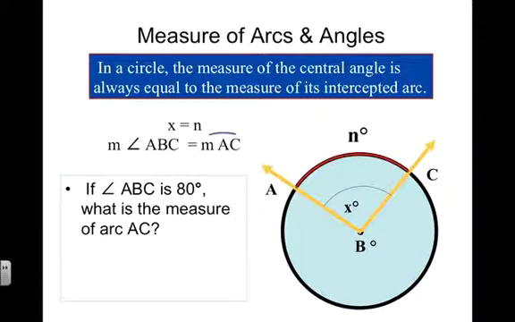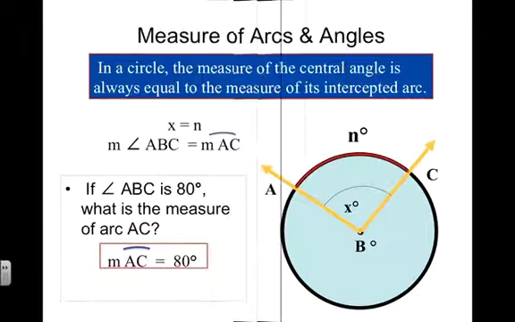So if angle ABC is 80, what is the measure of arc AC? And the measure of arc AC is also 80. Okay, so the measure of the angle is equal to the measure of the intercepted arc.